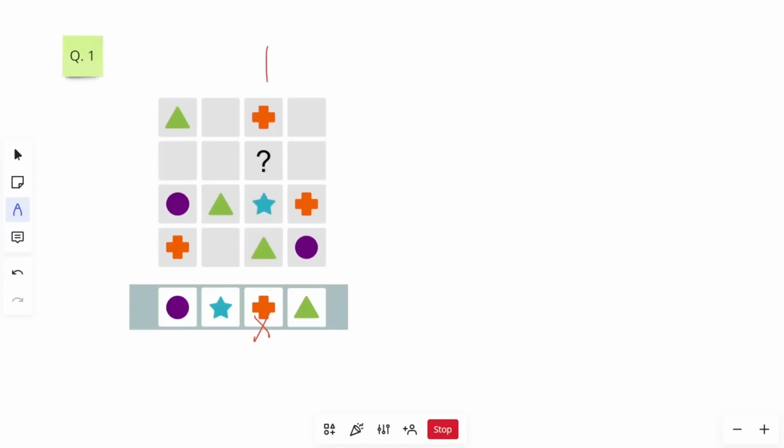Star is already there in this column, so star cannot come in the place of question mark. Again, triangle is also there, so triangle also we have to eliminate. The only option that is left is circle. After putting circle, we can see in this row nowhere circle is coming, and in this column also nowhere circle is coming. So the circle is the correct answer for this question.